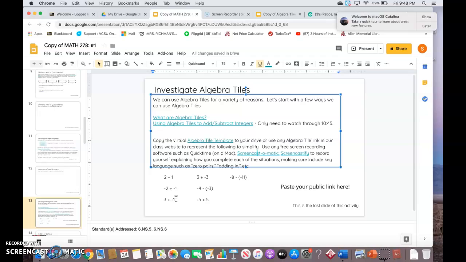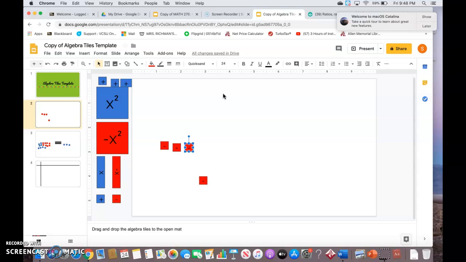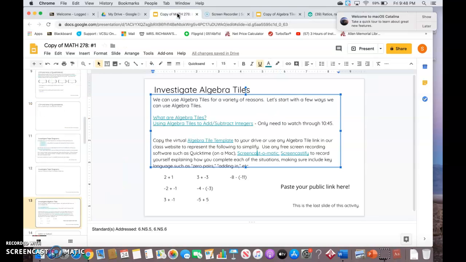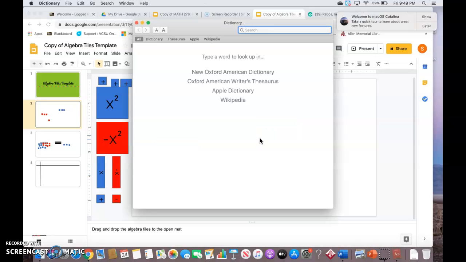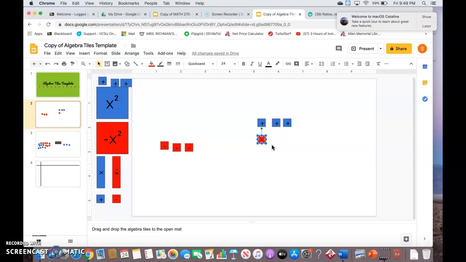The next equation is 3 plus negative 1. And to do that, one could take, let me take this again. Yep, it's 3 plus negative 1. You take 3 positive algebra blocks, or algebra tiles, and then add a negative 1 to it.